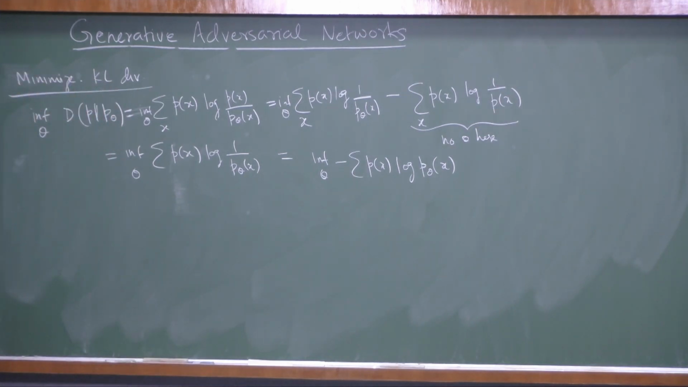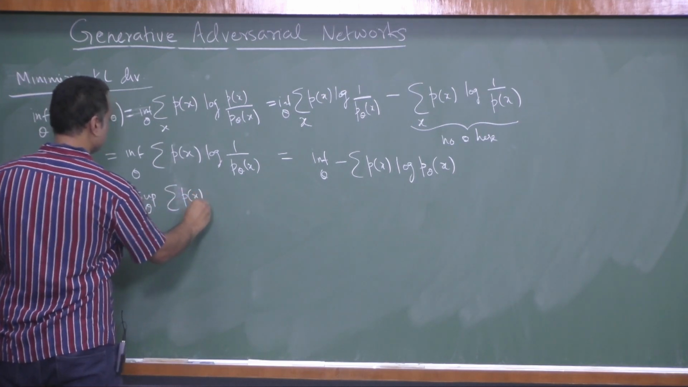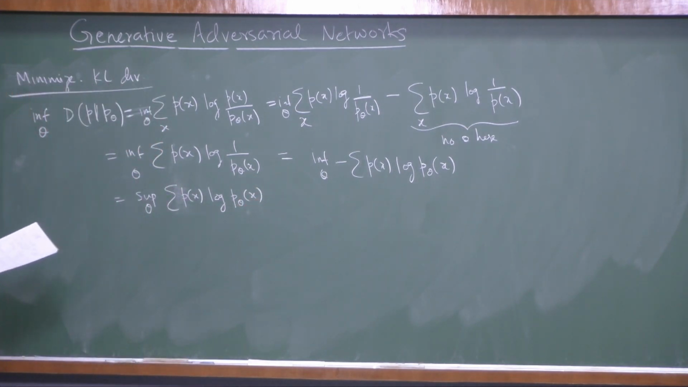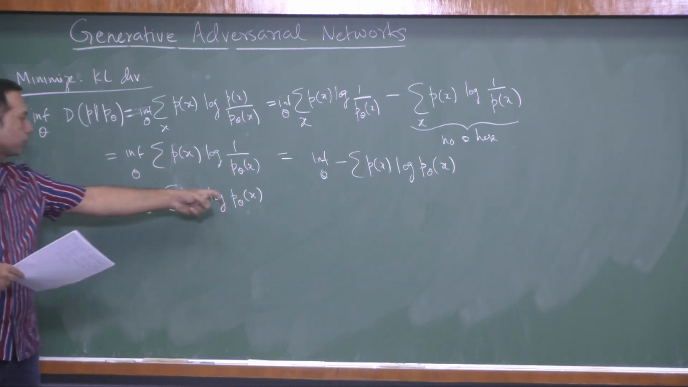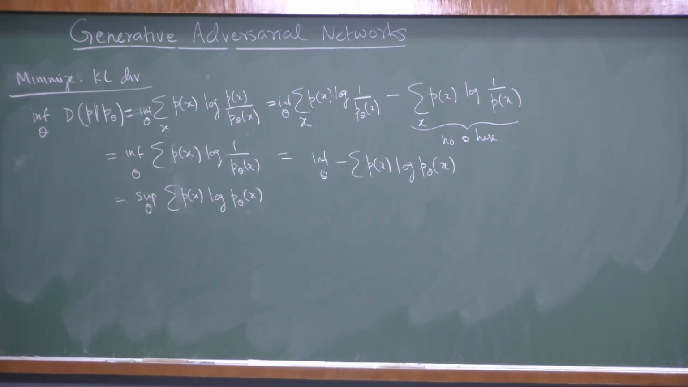Now since there is a minus, if I want to make it plus, then I will change infimum to supremum. Okay, so that makes sense. So this is supremum of theta p(x) log p_theta(x). If I look into this, this is nothing but the expectation of log of p_theta(x) under p(x), and I am maximizing that. So it's the same as doing a maximum likelihood estimation of log p_theta.